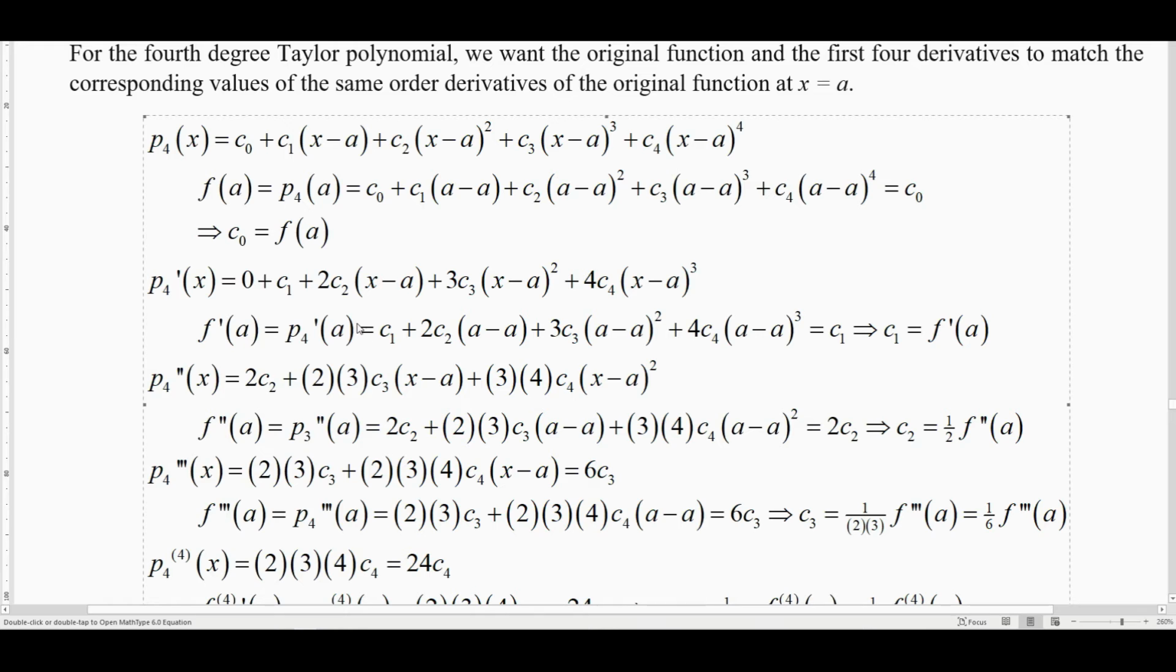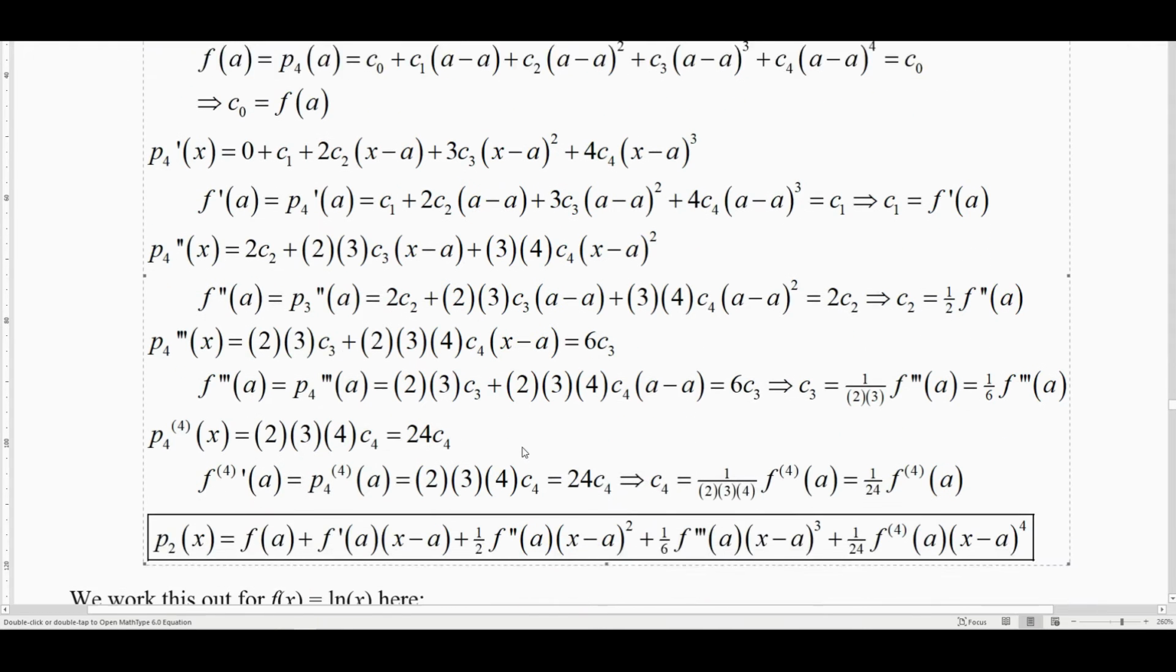Do another derivative. Constant term goes to 0. This is 2c2. This is 2 times 3 times c3 times x minus a. This is 3 times 4 times c4 times x minus a squared. Plug in x is a, all those go to 0 except for the 2c2. 2c2 is f double prime of a, c2 is 1/2 f double prime of a.